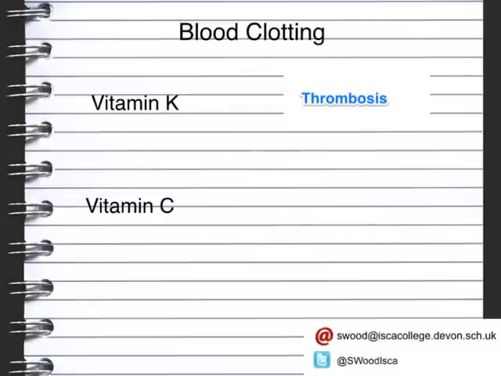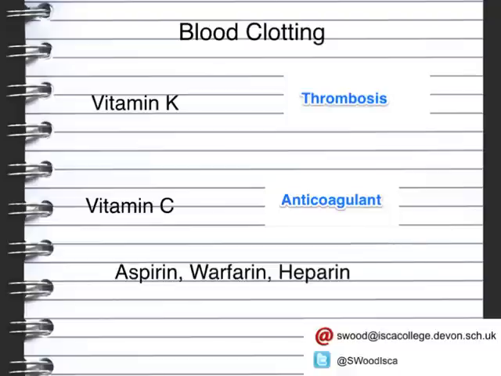Thrombosis is basically a clot within an artery or vein, and if it breaks loose, it can move to the heart or the brain and cause blockages, which can be quite dangerous and fatal. To get rid of this, you might need to use a drug called an anticoagulant. These include drugs such as aspirin, warfarin, and heparin, and what these do is they reduce blood clots.